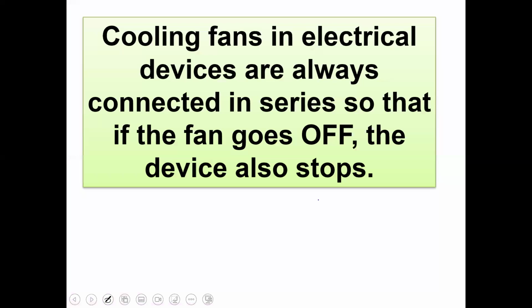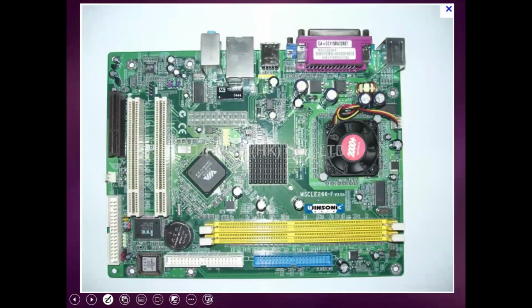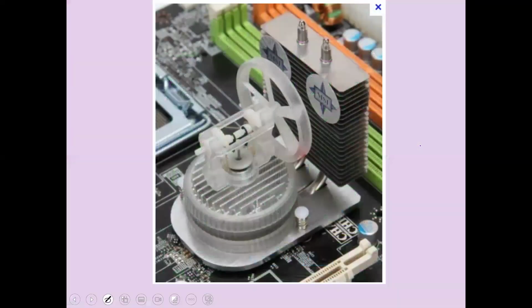On the benefit side, series has a control. One single switch can control everything. For example, this is a cooling fan on a computer motherboard. What's the benefit? It is in series. If this cooling fan stops due to any fault, the motherboard will also stop, because we want to save the motherboard. Cooling fan is not expensive, but motherboard is very expensive. This is the benefit of series.